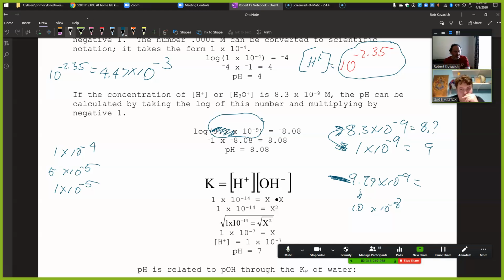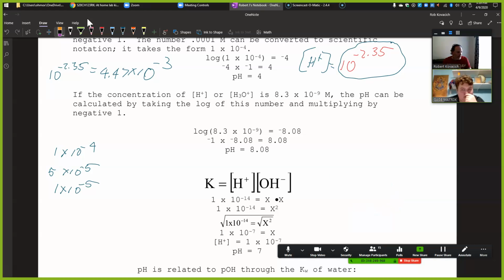So in this example problem here, I'm getting pretty close to the 10 value, right? Where this number goes from 10 to the negative ninth to 10 to the negative eighth. So then my pH should be pretty close to 8. Is it? It is. It's 8.08. It is pretty close to 8.